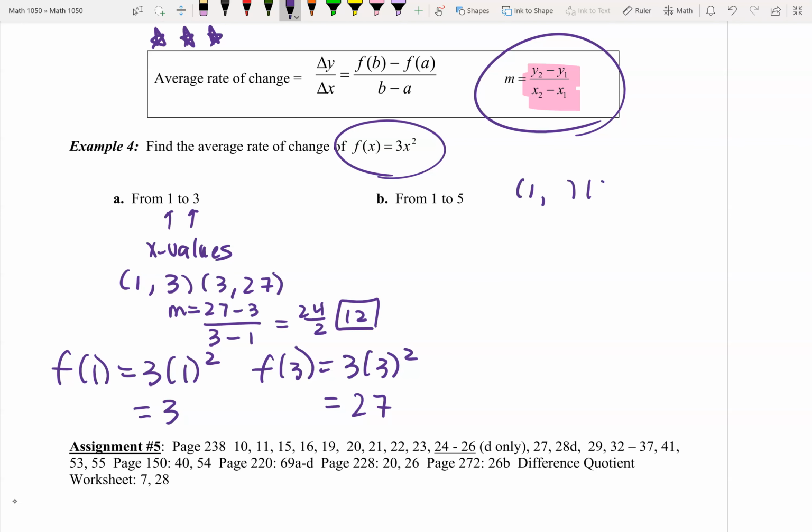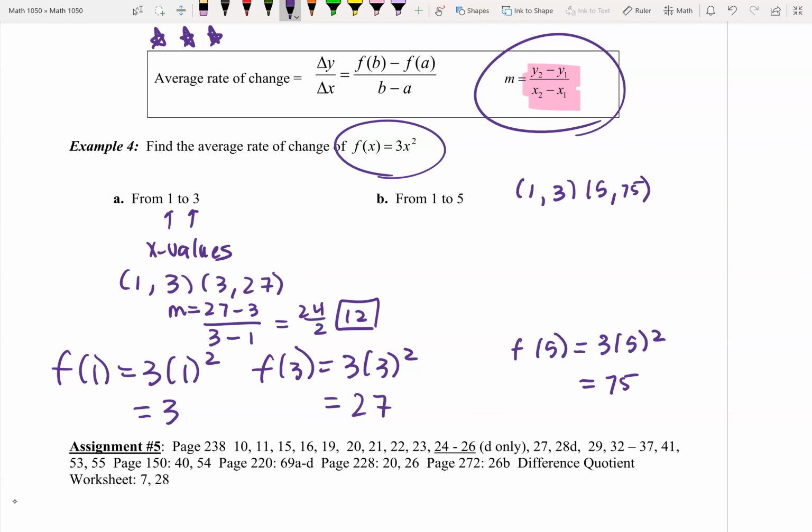1 comma something, 5 comma something. I know from the previous question that if x is 1, then y is 3. Now let's show some work. You have to show this work. If x is 5, what's y? So that'd be 3 times 5 squared. 5 squared is 25. 25 times 3 is 75. Put that in that point.